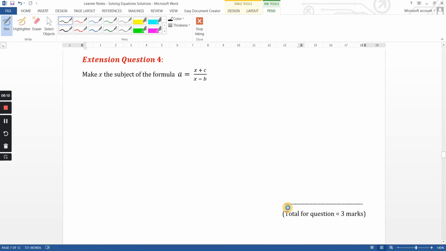Next one, make x the subject of the formula. Ooh, bit of a tricky one, this one. Right, let's do the same steps as before though. Again, to get rid of the fraction, you'll have to multiply by all of this. Let's put it in brackets here and on the other side, x minus b in brackets here as well. On the left hand side, I'll get a multiplied by all of that, and on the right hand side I'll just get the numerator, which is that. Let's expand the brackets.